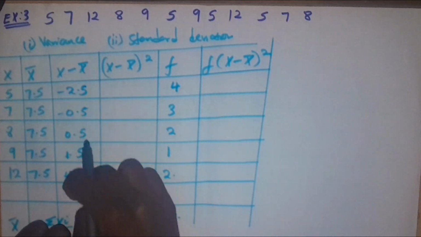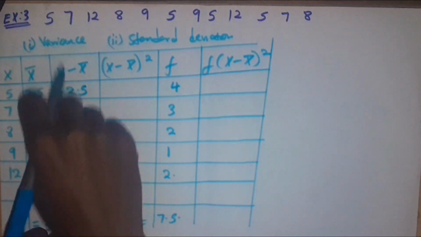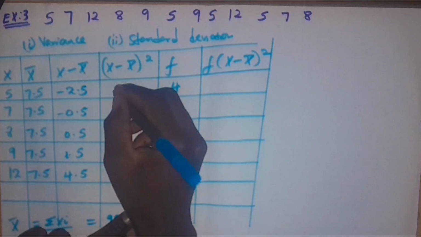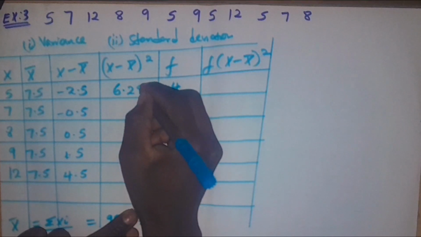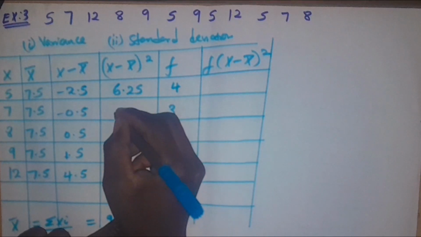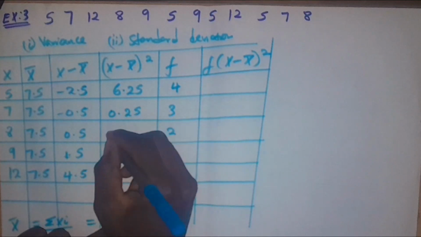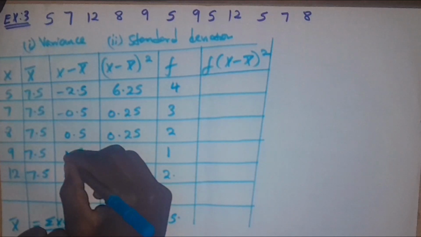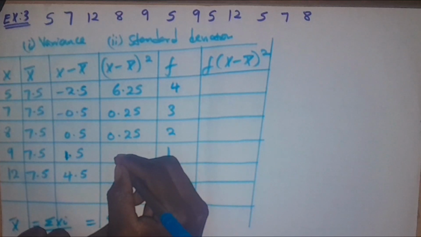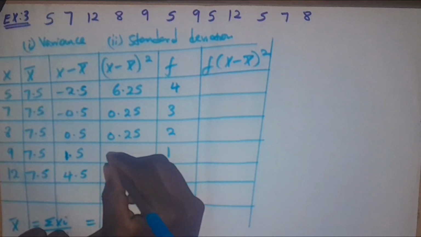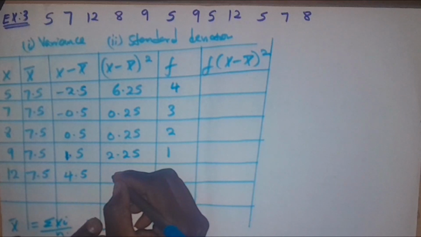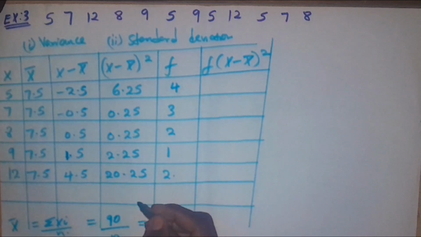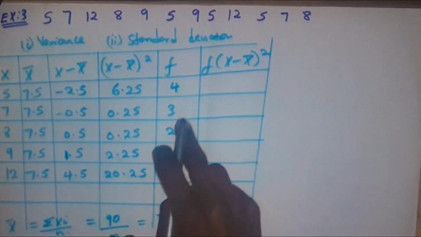Now we are squaring the values which we have got here, the deviations. So if we square negative 2.5, we're going to get 6.25. Negative 0.5 squared, that's 0.25, here 0.25 again. Then 1.5 squared is equal to 2.25, and then if you square 4.5, we're going to get 20.25.